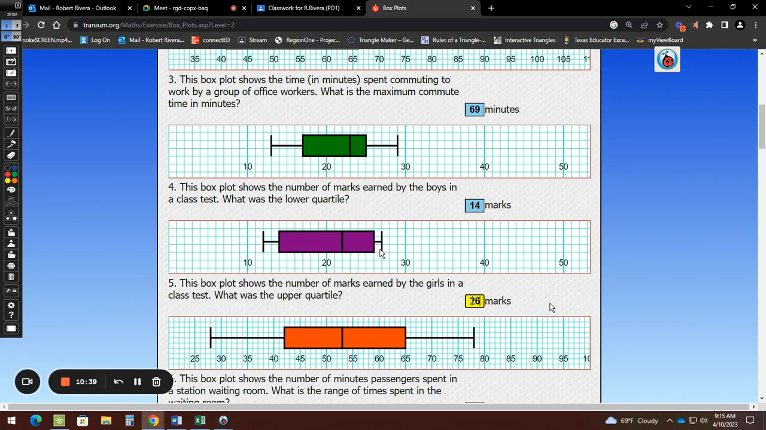Okay, now when do you use the upper and lower quartile? When they want the interquartile range, the IQR. That's when I use it. So I would use this line right here and the line over here, get those data points, and subtract.